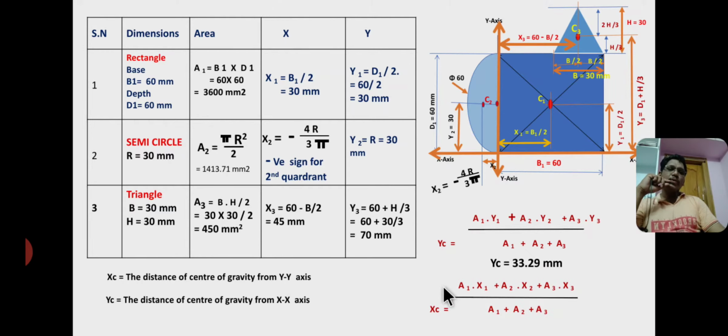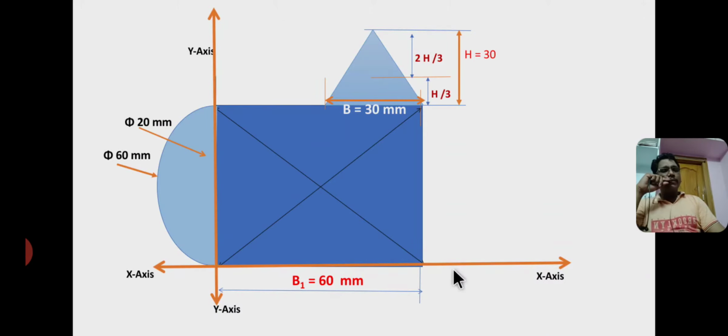Similarly, xc equal to a1 x1 plus a2 x2 plus a3 x3 by a1 plus a2 plus a3, and the final answer is 20.17 mm. In this slide I will show the final location of centroid. C1 is the centroid of a square, C2 is the centroid of a semicircle, and C3 is the centroid of a triangle. So C1, C2, C3 are the individual centroids, whereas CZ is the centroid of the entire section.